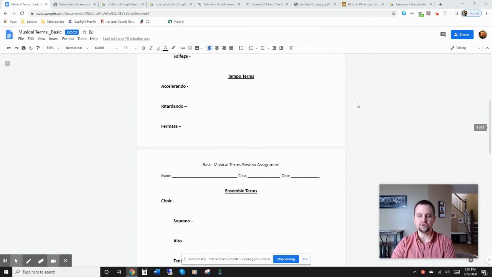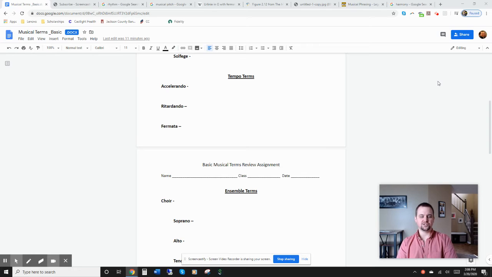Okay. Tempo terms. Accelerando, this is one more in the band world and the orchestral world. It's seen a little bit in the choral world, but not nearly as much. Accelerando, if you look at that word, you could even maybe just determine what English word it looks like. And for me, it's accelerate. And that's exactly what an accelerando is. An accelerando is a gradual increase in tempo, or gradual increase in speed.